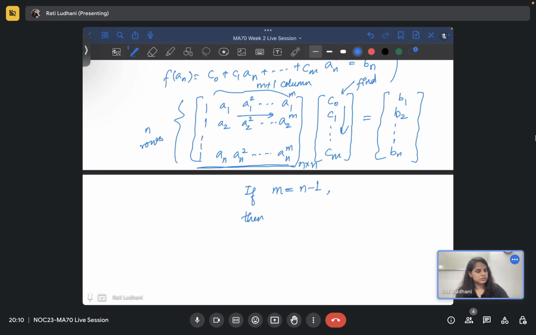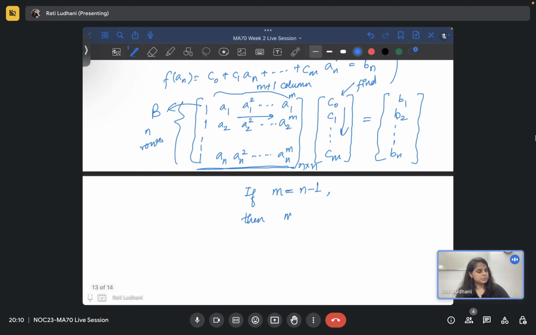let's call this matrix A. Okay, A is a notation already, so let's say this matrix is B. Then matrix B is a square matrix, and its determinant, can you tell me what the determinant will be if you know this matrix?